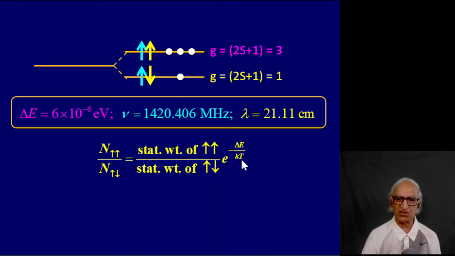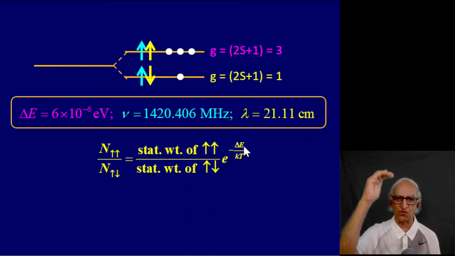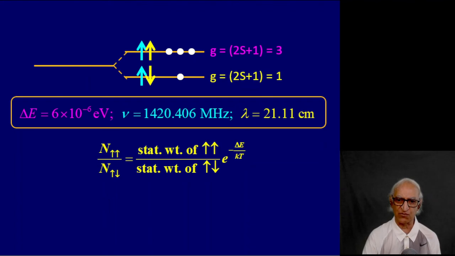Normally when you're considering energy levels of an atom or a molecule, you're talking of energy level separation in electron volts, many electron volts. Therefore, the number in different energy levels will be decided by the temperature, e to the power minus E over kT. This is the Boltzmann distribution. Now, here delta E is 10 to the power minus 6 electron volts, and kT at room temperature, 300 Kelvin, is about 1/40 electron volt.